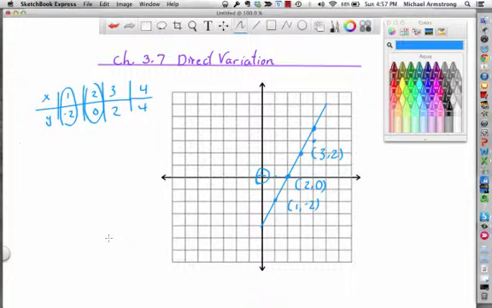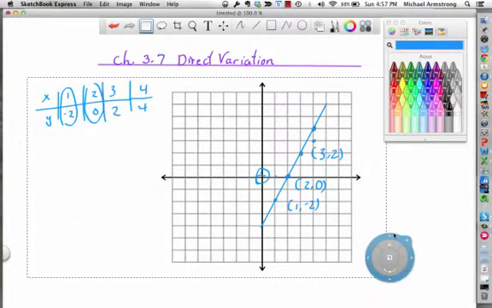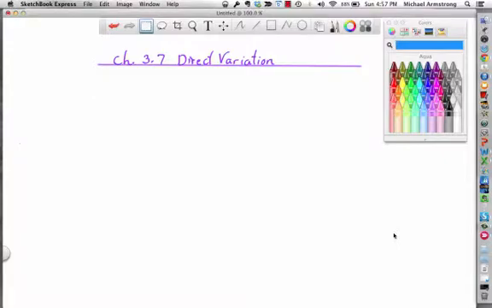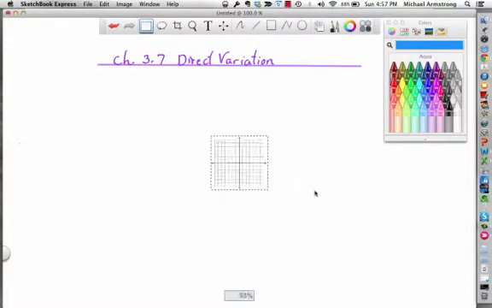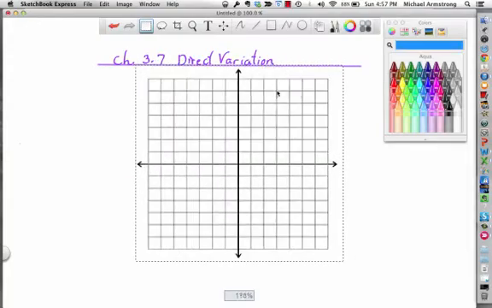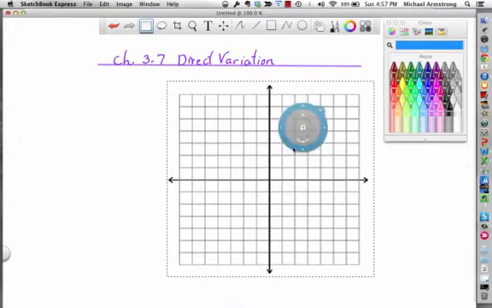The next one, example B, does go through the origin. We can see it goes through 0, 0. Let's go ahead and put this back in here. Make it nice and big. Move it over a little bit. Okay.